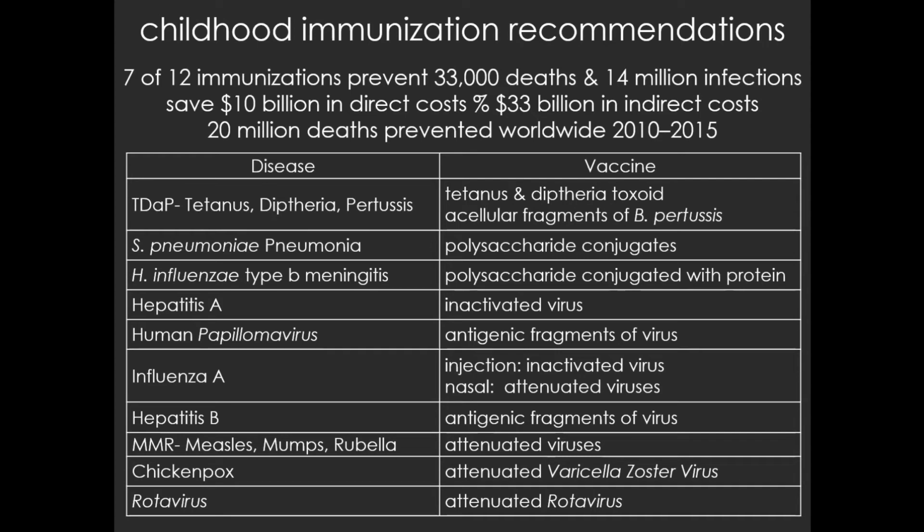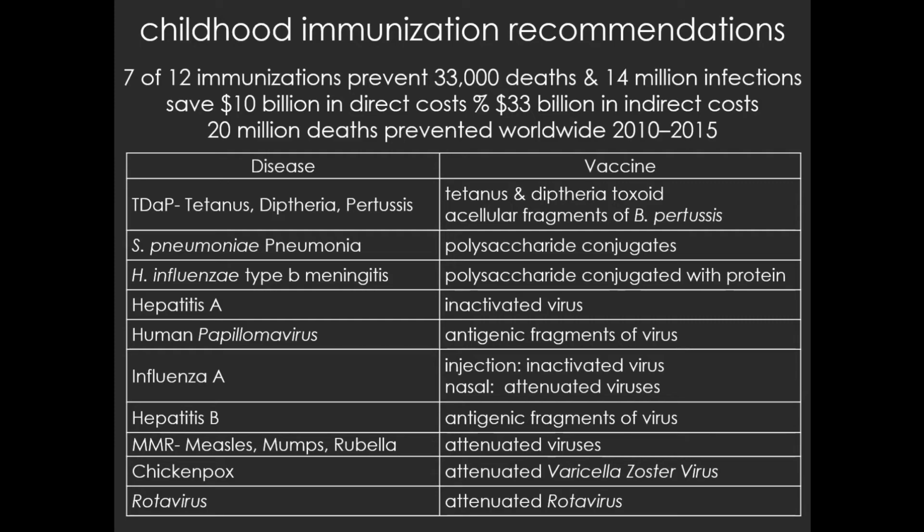Streptococcus pneumoniae pneumonia is a polysaccharide conjugate, as is H. influenzae type B meningitis. Hepatitis A is an inactivated virus. Papillomavirus is just antigenic fragments of the virus. Influenza A has really interesting forms. The injection is an inactivated virus. The nasal mist that you inhale is actually an attenuated virus, which can grow in the nose but can't grow at body temperature. Measles, mumps, and rubella are attenuated viruses. Chickenpox is an attenuated varicella zoster virus, and rotavirus is an attenuated rotavirus.